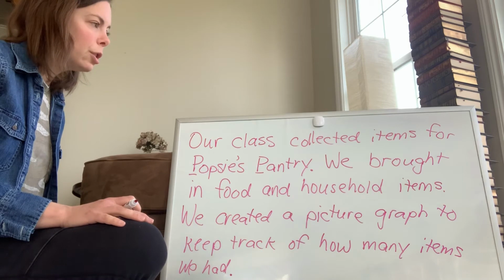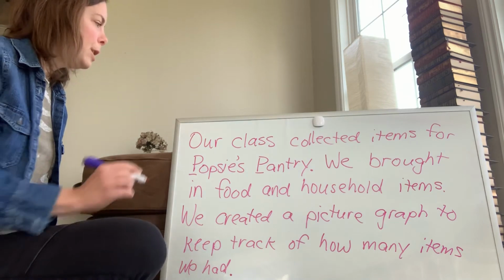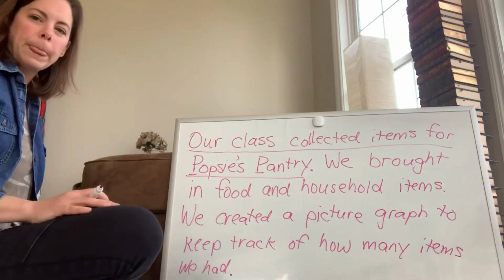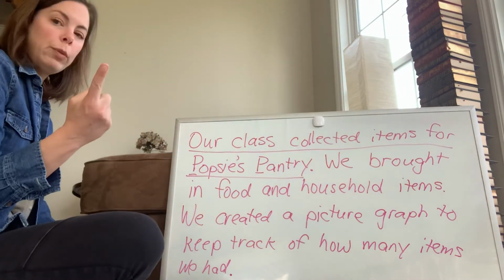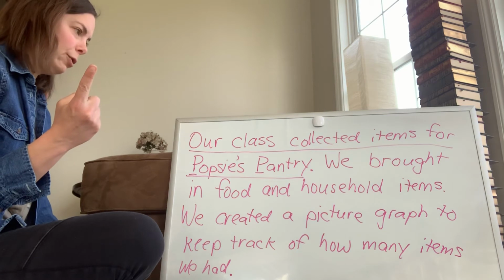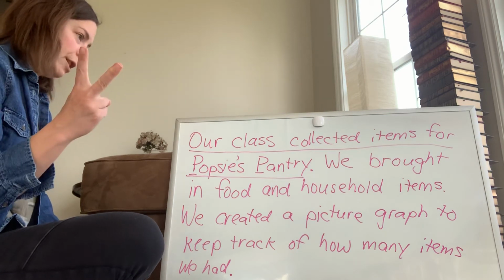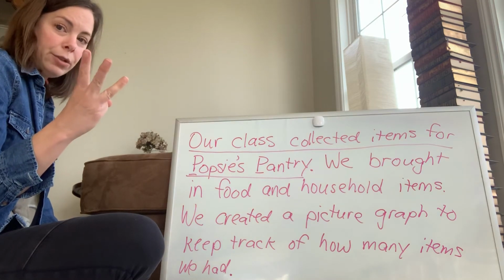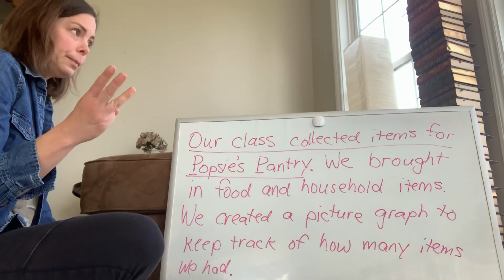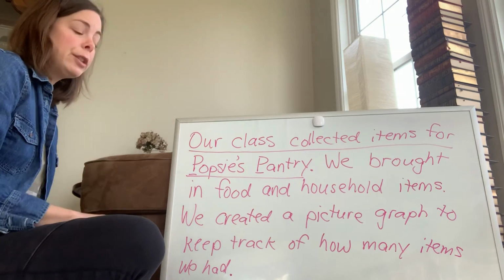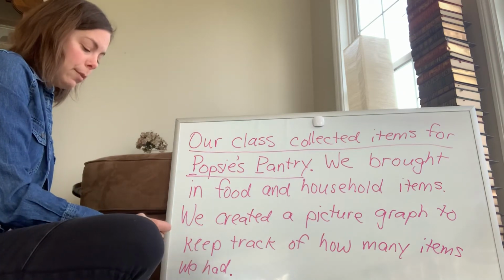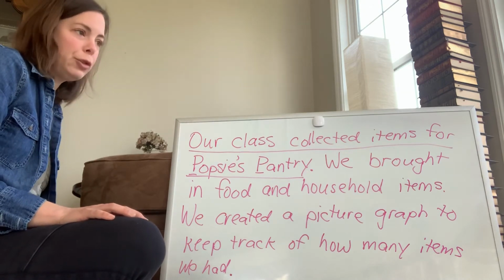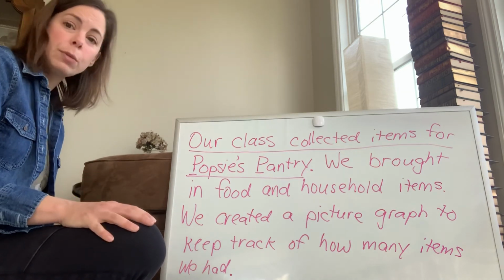So I think I'll just talk to you about it. So opening sentence, our class collected items for Popsy's Pantry. My details so far, we brought in food and household items. We created a picture graph to keep track of how many items we had. And then my third detail is going to say, Miss Halperin went to school while we were home and put the items in her car and delivered them to the pantry. Yours might say something different.